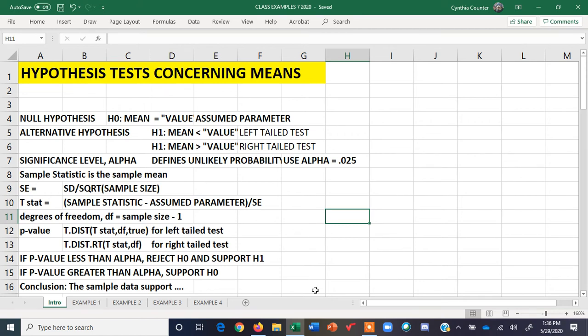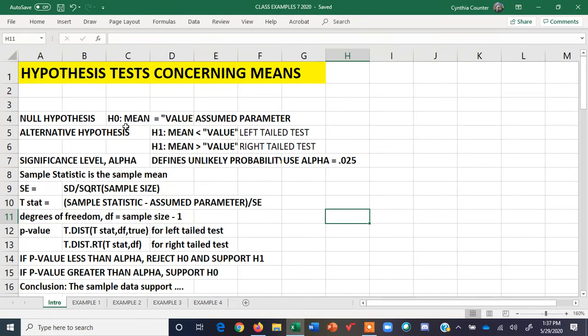In this video, I am going to discuss hypothesis tests concerning means using Excel 365. So, a brief review of what we have seen before when we've done hypothesis testing for proportions and how it differs when we do it for means. Every hypothesis test needs a null hypothesis, H0, and an alternative hypothesis, H1.